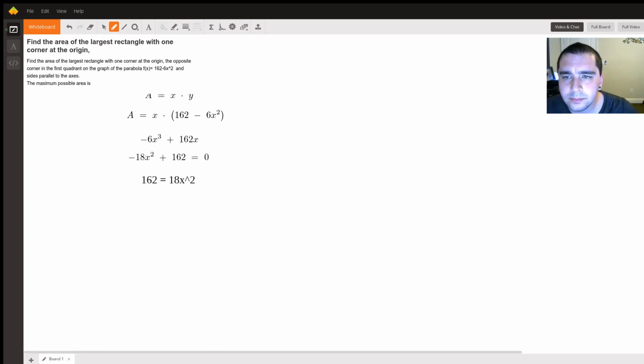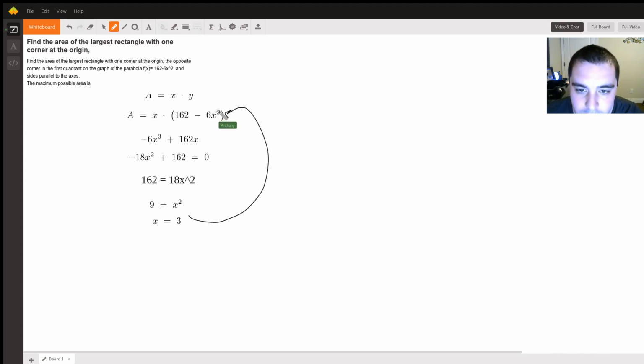Dividing 162 by 18, we get 9. So 9 equals x squared, and x is equal to 3. We're not saying negative 3 because we wanted to be on the positive side. Now all we have to do is plug everything back in. Since x equals 3, we plug 3 back into the original area formula, and that's going to give us our final answer.